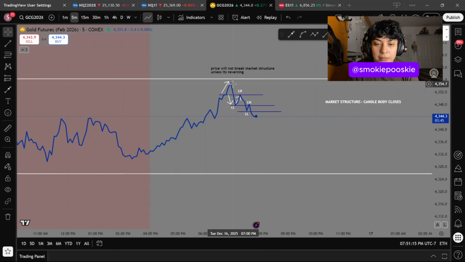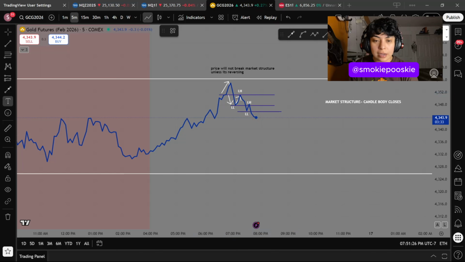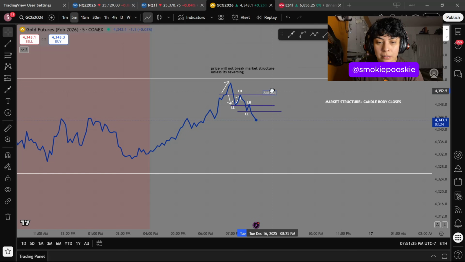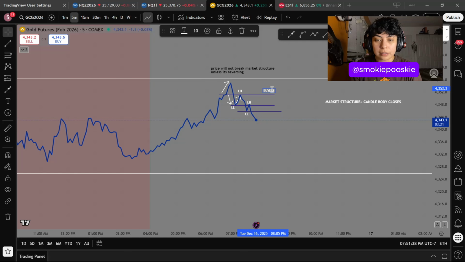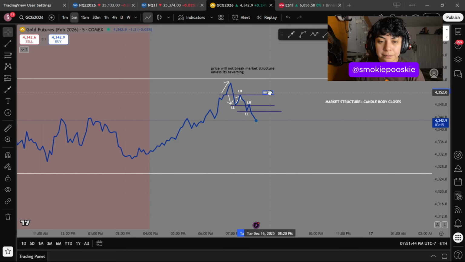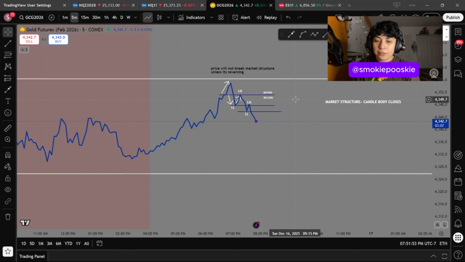So, price above here buys. Price below here sells. So, if you want to mark it out, let's mark it out. No issue in that. So, above here, we have buyers, right? And then below here, we have sellers. And that's it. You're either on this side of the line or you're on this side of the line.